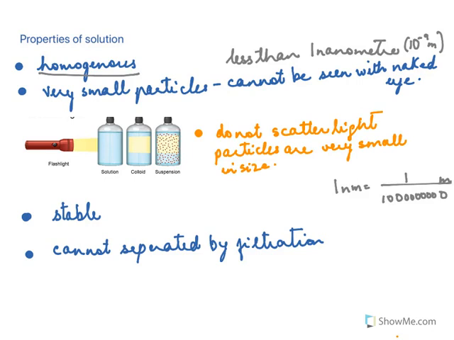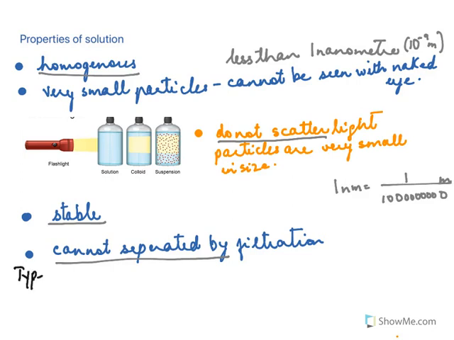And that is why the solution does not scatter light, because the particles are too small. And because the particles are too small, the solution is stable. The particles do not separate out, they do not settle down. They always remain in one homogeneous solution. They cannot be separated by filtration. So these were the properties of a solution.